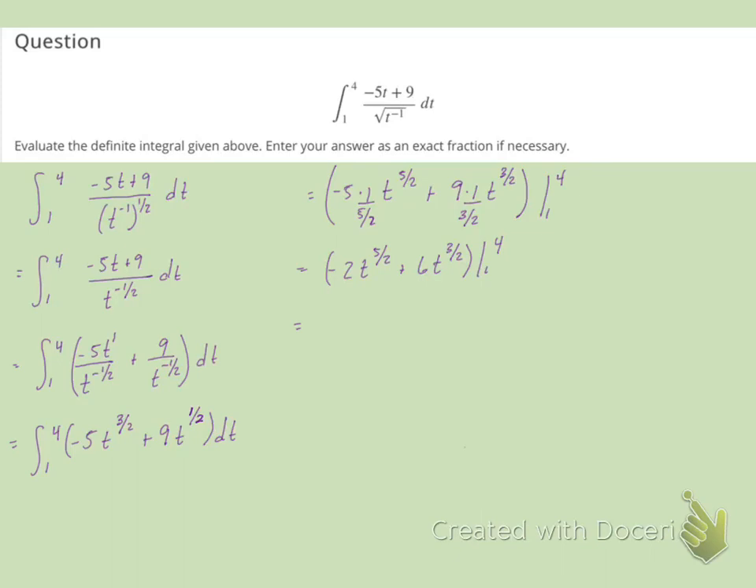So substituting in 4, we'll have negative 2 times 4 to the 5/2 plus 6 times 4 to the 3/2. And we'll take all this and subtract negative 2 times 1 to the 5/2 plus 6 times 1 to the 3/2. And when you put that all in your calculator, you will get negative 20.